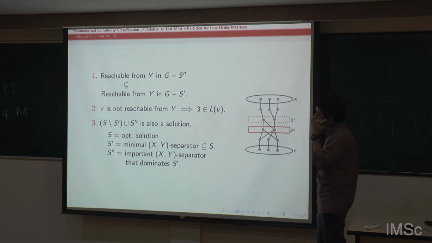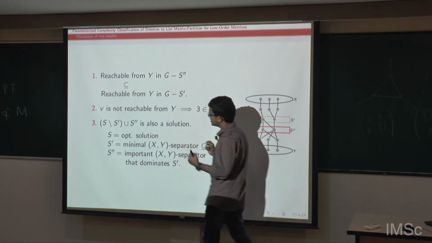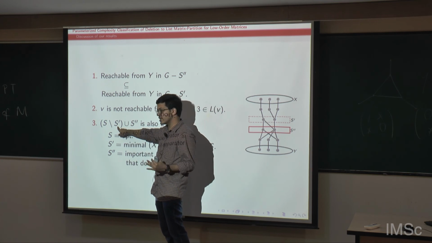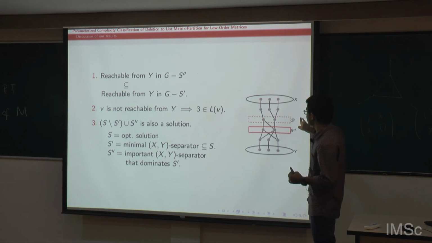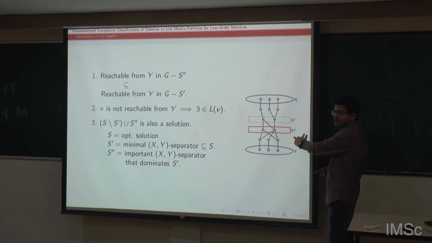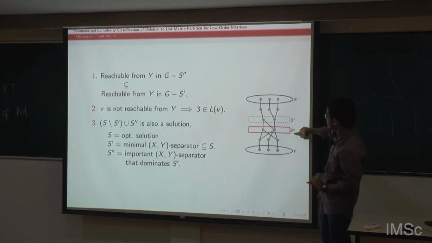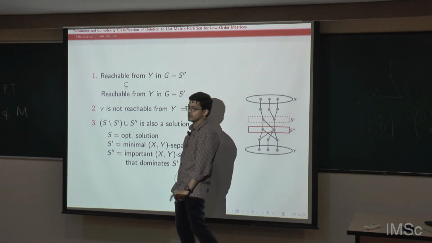So what does this mean? This means that if we have a solution, that solution must contain a separator. So we take out that separator and replace it with this sort of a separator. If this happens, we say that S double prime dominates S prime. Okay, so we replace S prime with S double prime, and what we get is still a solution.